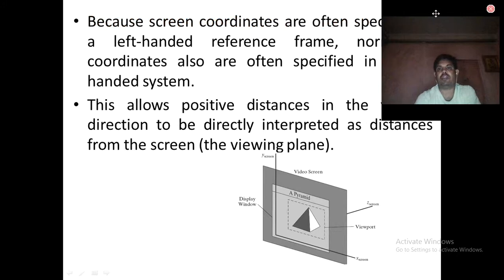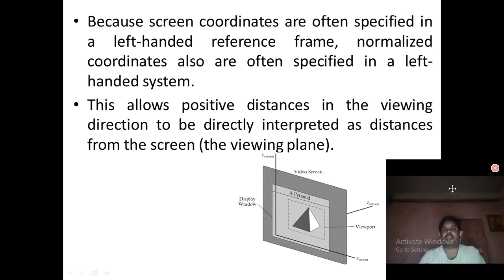Screen coordinates are often specified in a left-handed reference frame. Normally, positive z is going into the screen, and whatever z is coming out of the screen is negative z. That is the left-hand coordinate system. In the right-hand coordinate system, positive z is towards us, towards the viewer, but in the left-hand coordinate system, negative z is towards the viewer, right?